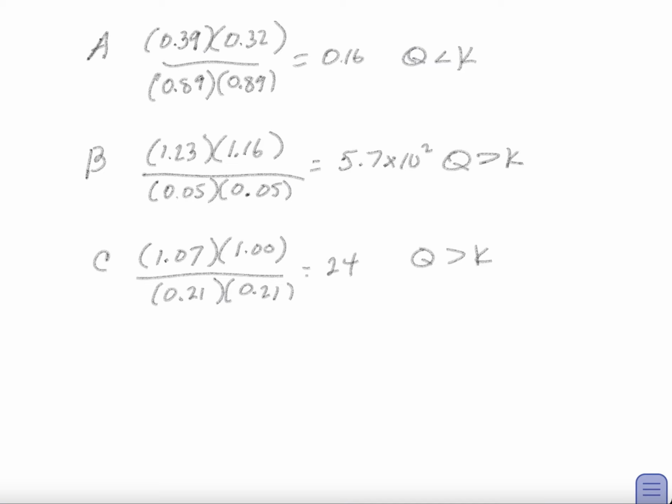If it hasn't reached K yet, then it is still moving to the right. If it's overshot K, it's going to move back to the left. So if you've got a Q that's less than K, it's going to move to the right. That means more products are going to be made and more reactants are going to be used up. If Q is equal to K, then you're at equilibrium and it's exactly the same. And if Q is bigger than K, then you're going to go to the left. More reactants are going to be made and more products are going to be used up.